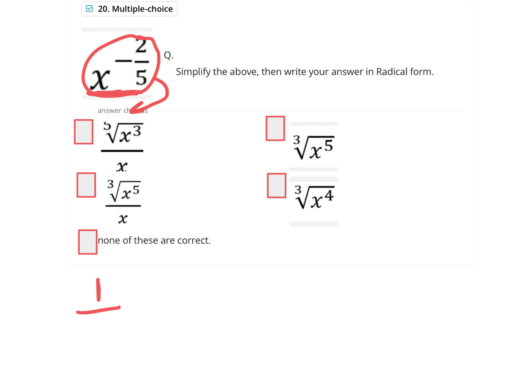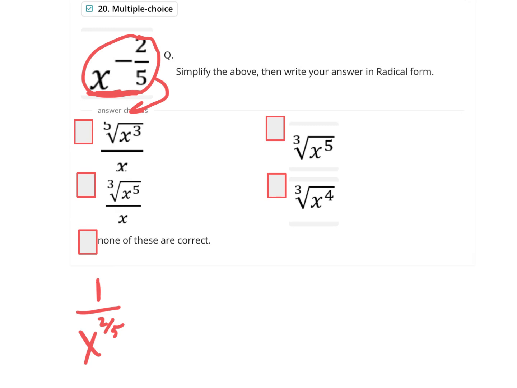So you put a 1 up on top, and now you have x to the positive 2/5 on the bottom. Now, once again, this is x squared and a 5th root, right? It's the 5th root of x squared. And you don't want any type of root in the denominator. You don't want rational exponents in the denominator. You want a nice whole x in the bottom.